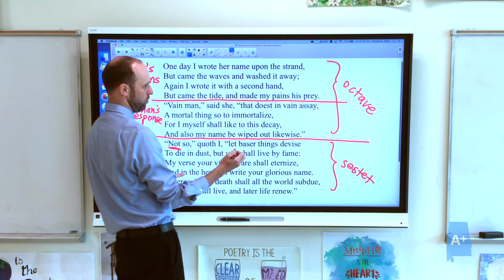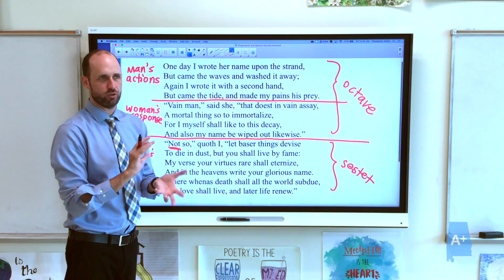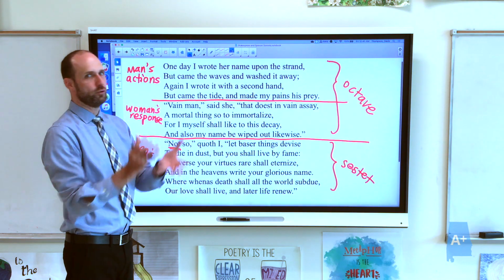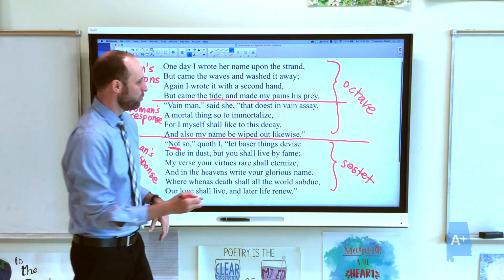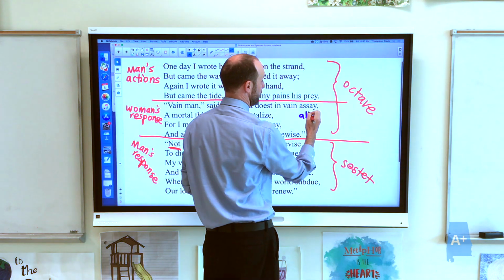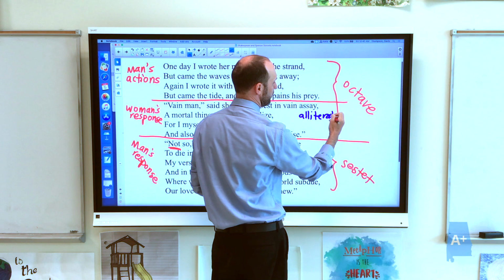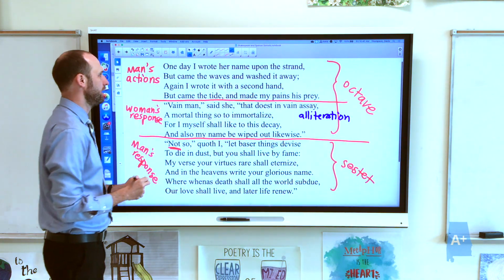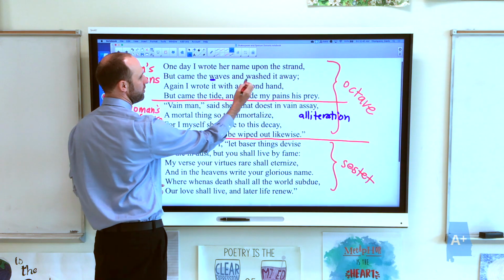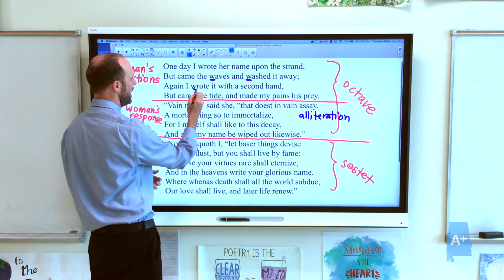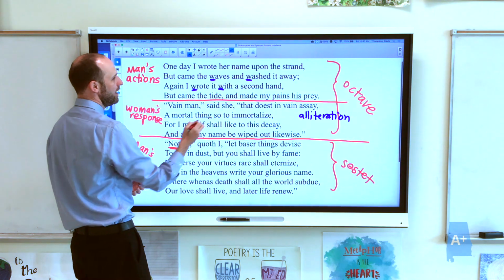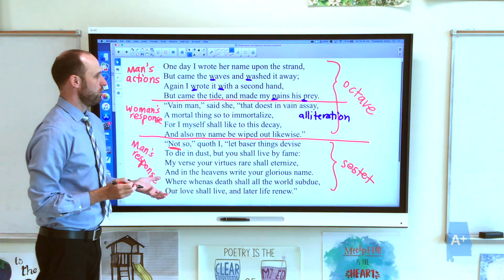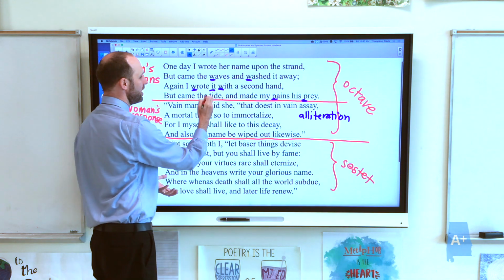One thing that we want to know, sonnets are a particularly beautiful little jewelry box. They have lots of fancy poetic devices. They're sort of like ultimate poetry, if you want to look at it that way. And one of the most common techniques to make a poem beautiful is, of course, alliteration. It just sounds good to the ear, associates words together, and can be quite beautiful. So we just noticed the waves and washed it away. I wrote it with a second hand, and the tide made my pains his prey. We also notice that the tide is kind of personified here.